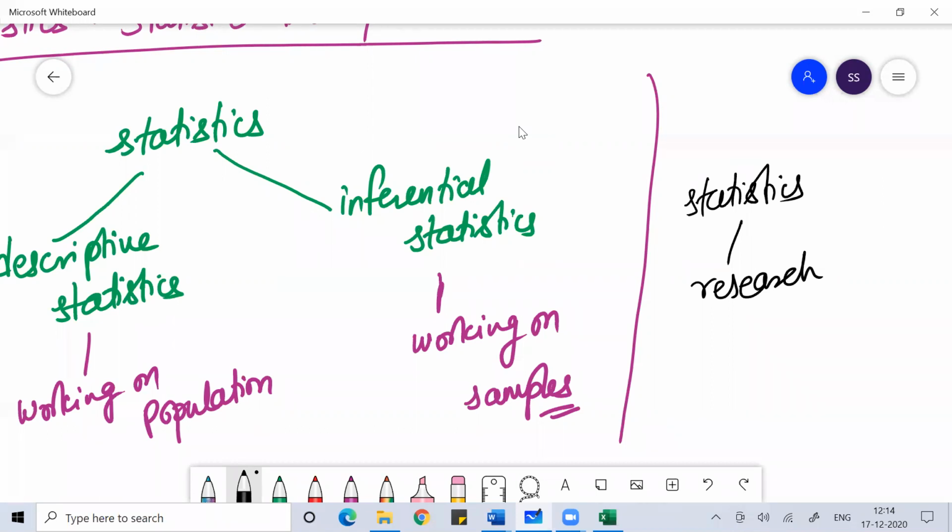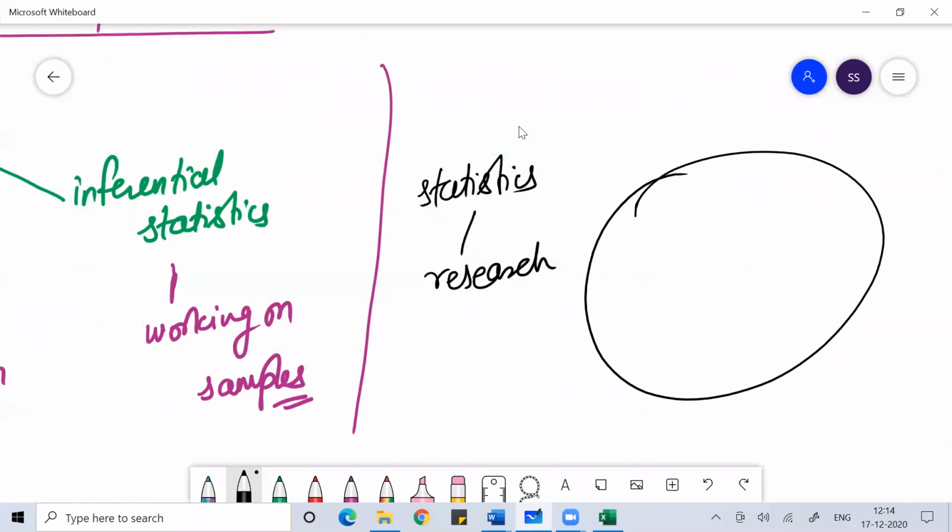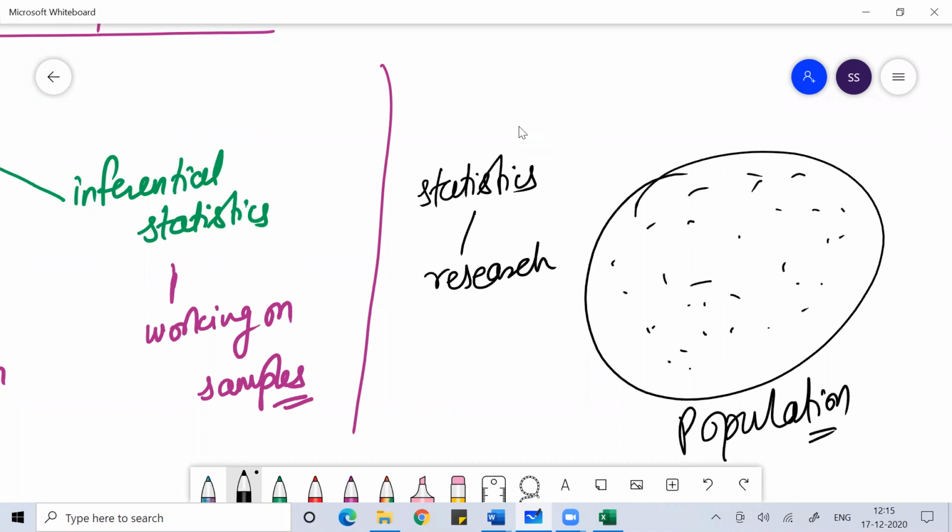So what is basically a population? The population is basically the sum total of all the units on which we want to do research. That is basically called the population. So population is the sum total of all the units on which I am supposed to do the research.